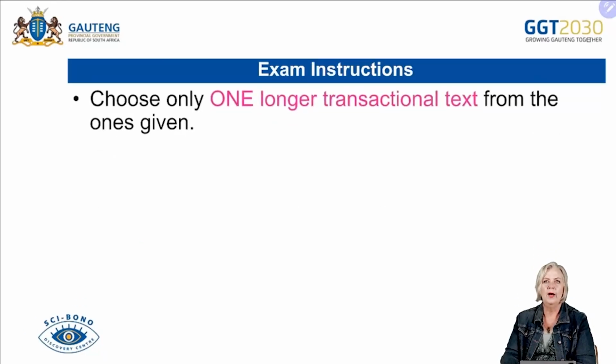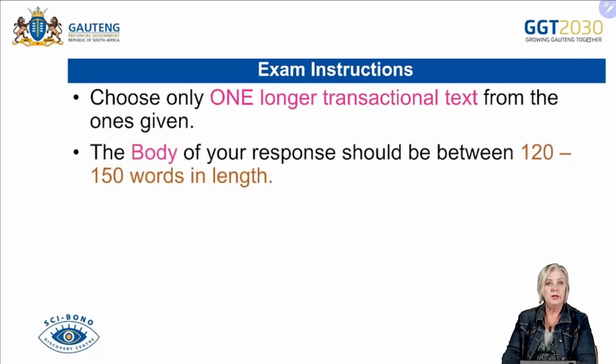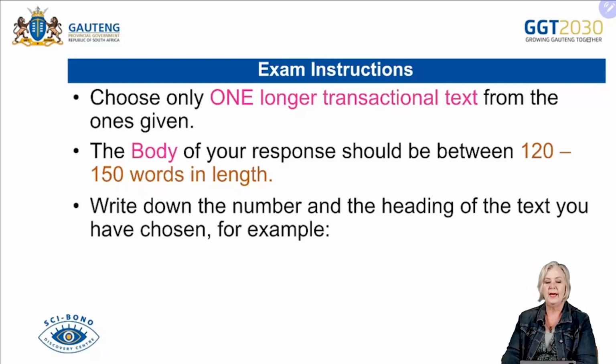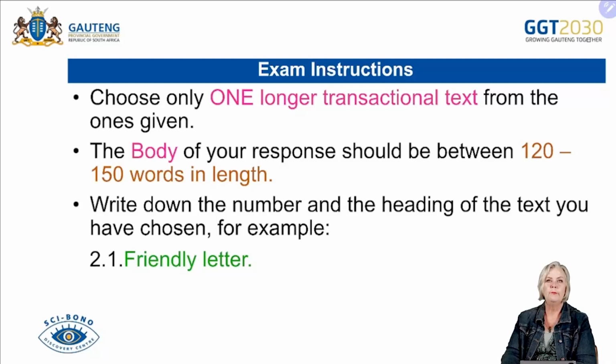Choose only one longer transactional text from the ones given. The body of your response should be between 120 and 150 words in length. Just remember that excludes the salutation and the conclusion as well as the addresses. So that is the body of the letter. Write down the number and the heading of the text you have selected. For example, question 2.1, friendly letter. It's important that you do that so that the marker knows exactly what to look out for.